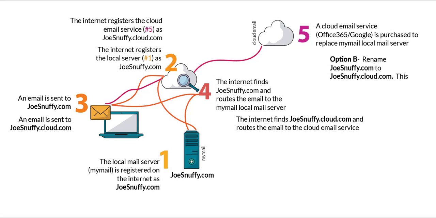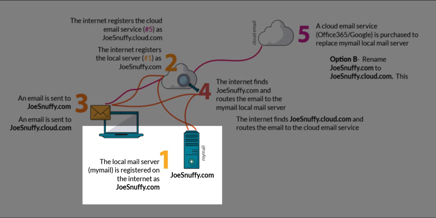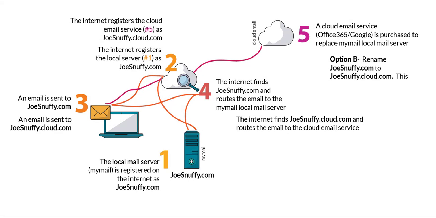And what this allows us to do, as you can see represented here on the screen, number 4, for example, well, let's start with number 1. Number 1, the local mail server continues to run. People still continue to go to joesnuffy.com. It's still working the entire time. No changes there. This is a soft migration, right?